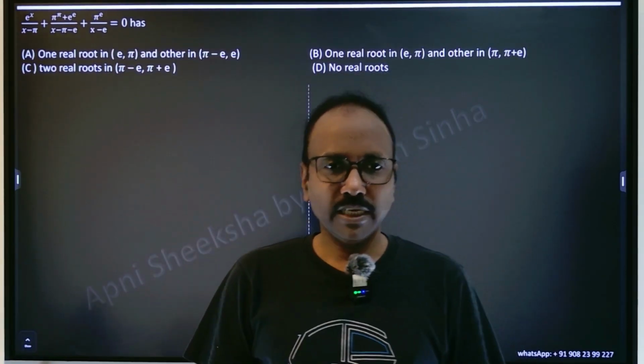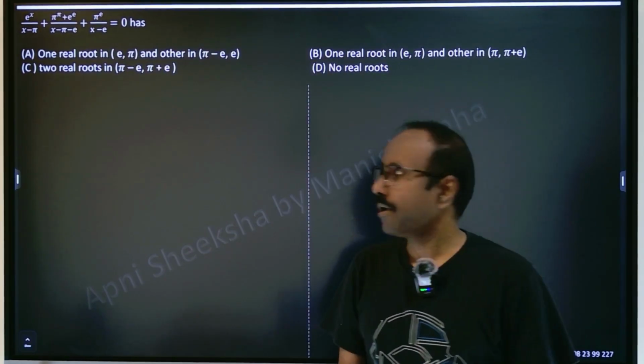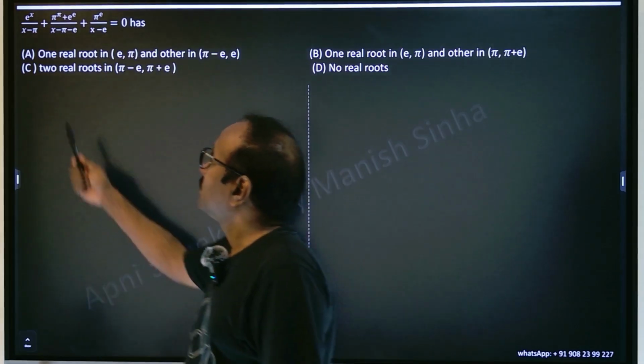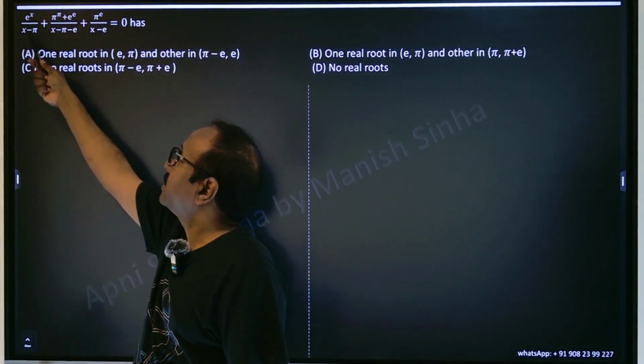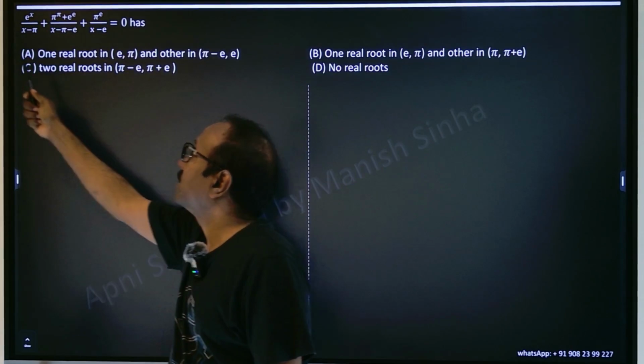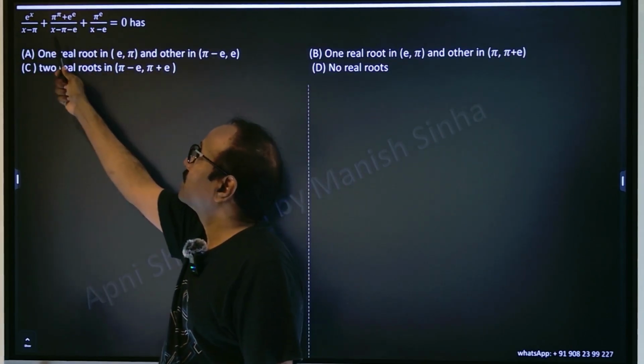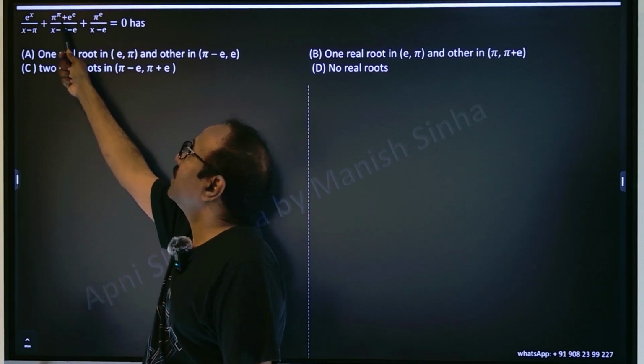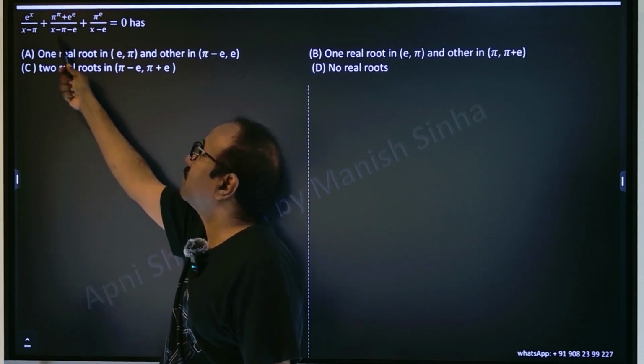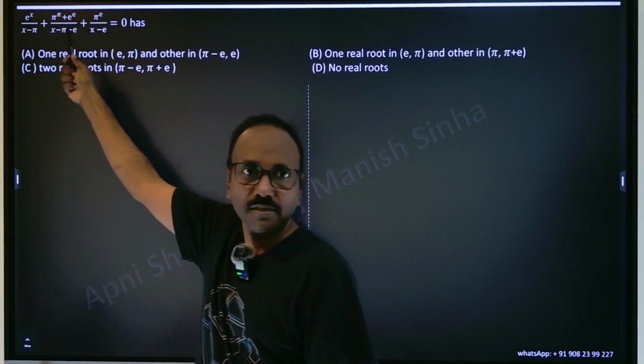So can you take the challenge to solve this question? This is an IIT Advanced level question. The question is: e to the power x divided by x minus pi, plus pi to the power pi plus e to the power e divided by x minus pi minus e.